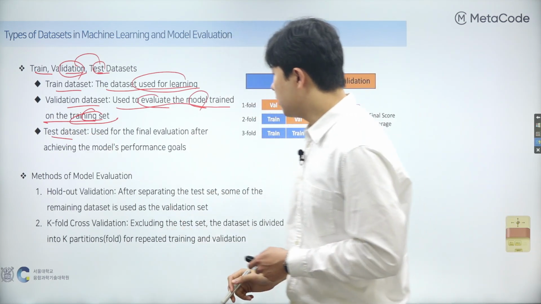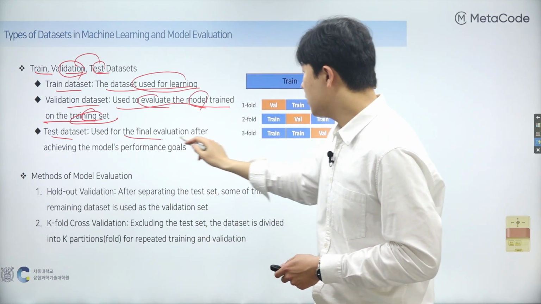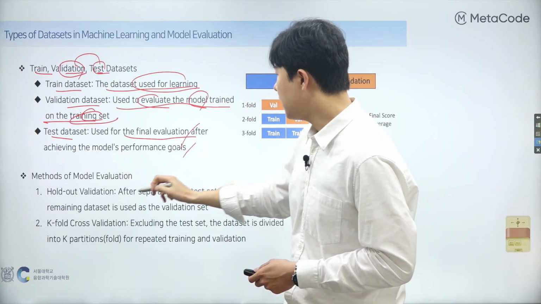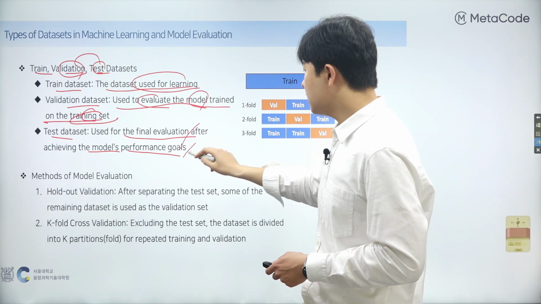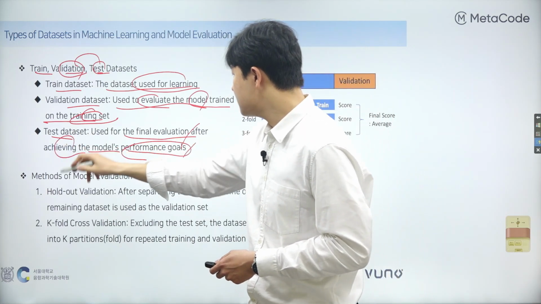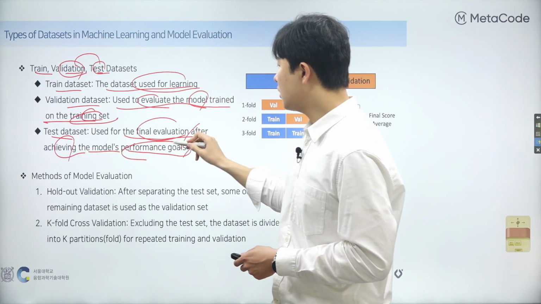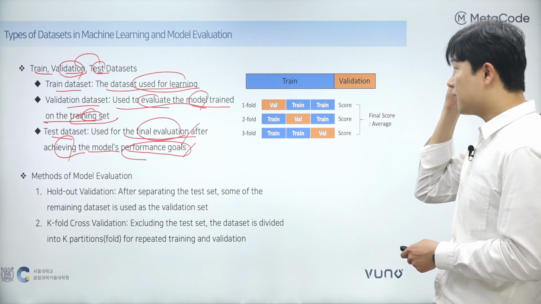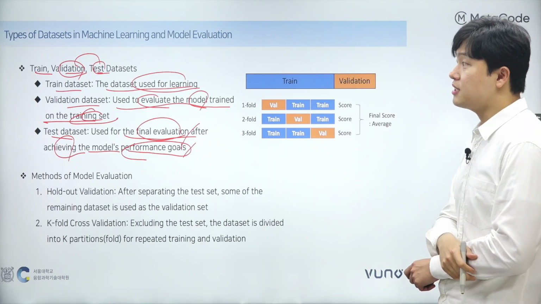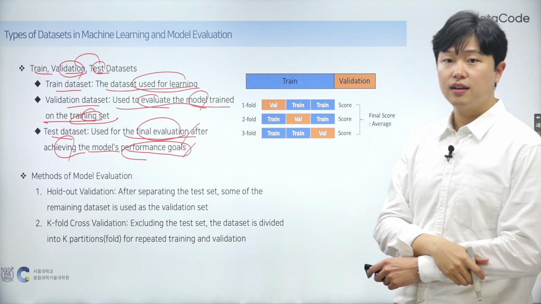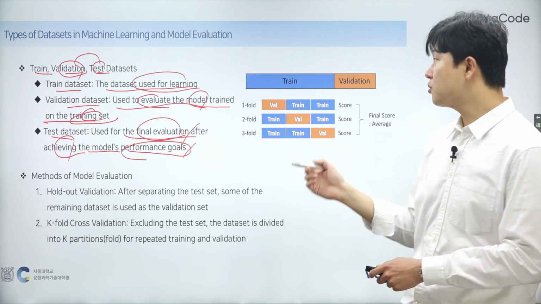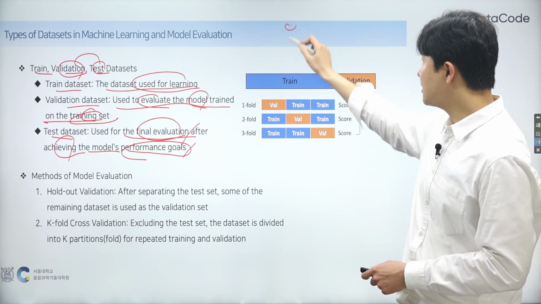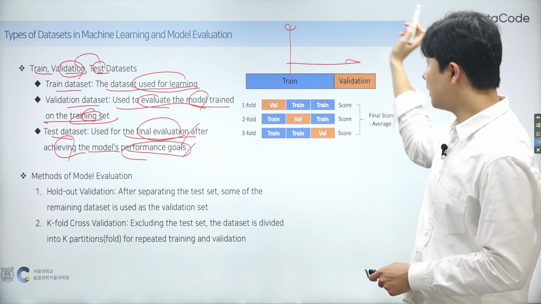Next is the test dataset, employed for the final evaluation after the model has met its performance goals. This dataset helps verify that the model performs well on entirely unseen data. This process of final evaluation ensures that the model's learned behaviors generalize well beyond the scenarios and examples encountered during training, thus providing a realistic measure of its performance in practical applications.